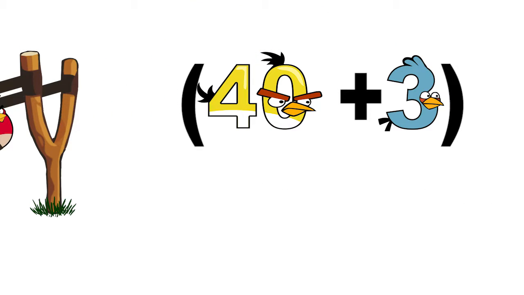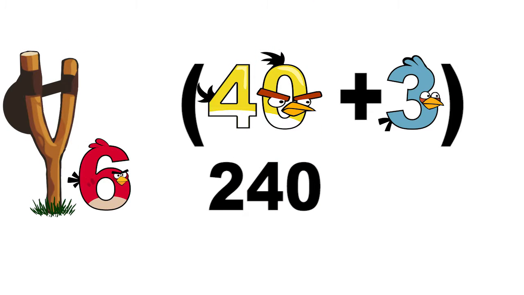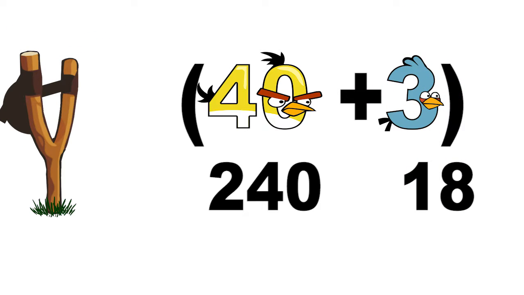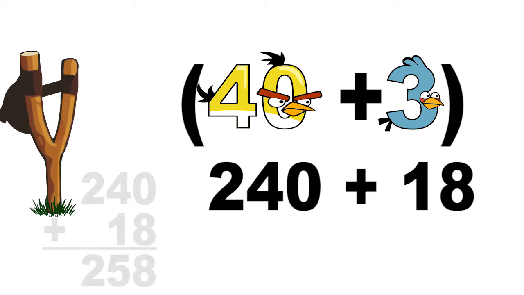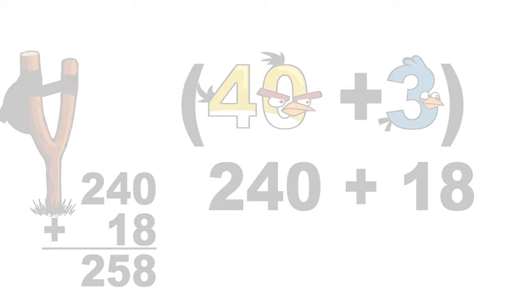First, we launch or distribute our Angry Bird, the number 6, and multiply it by the first term in the parentheses. 6 times 40 is 240. Then we launch or distribute our 6 and multiply it by the next term within the parentheses, which is 3. This time, we total 18. We add 240 plus 18 to total 258. In this method, we decompose 43 into its place value. Tens and ones were separated to make multiplying easier.